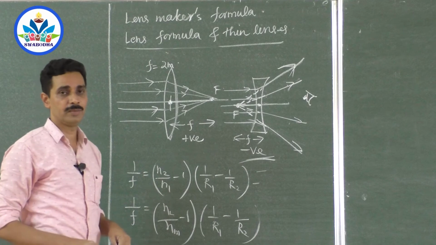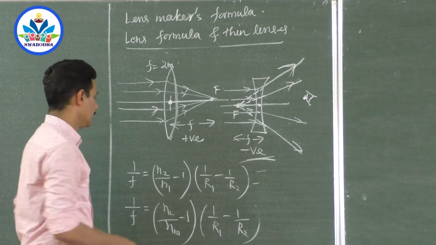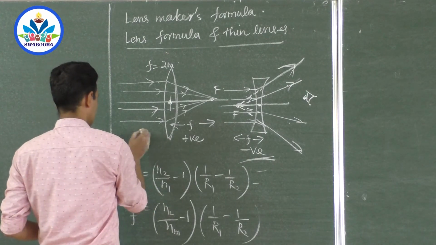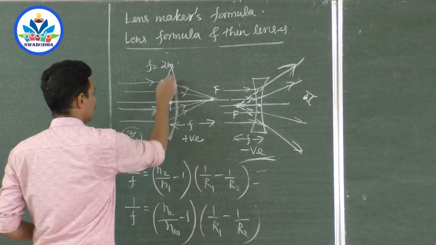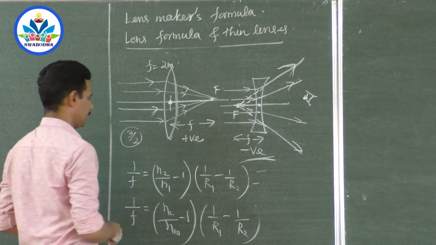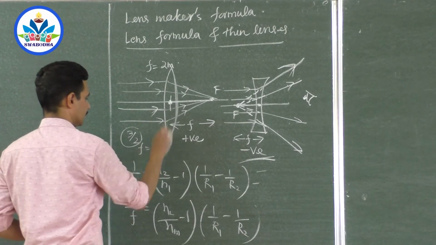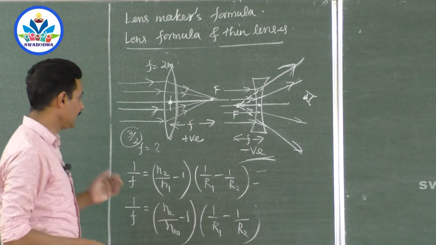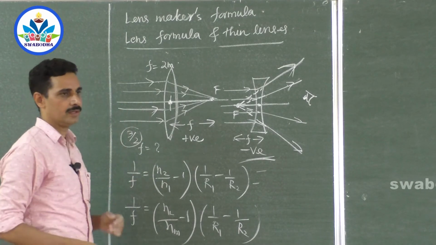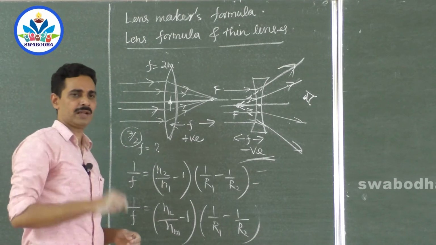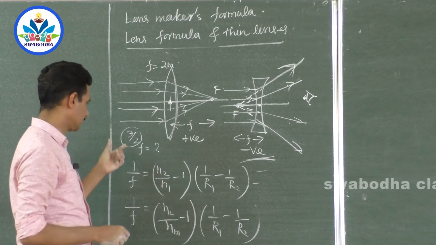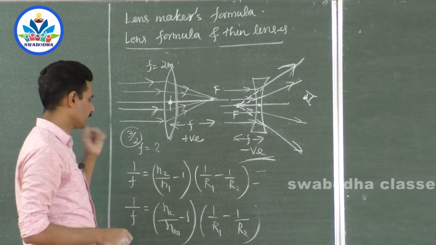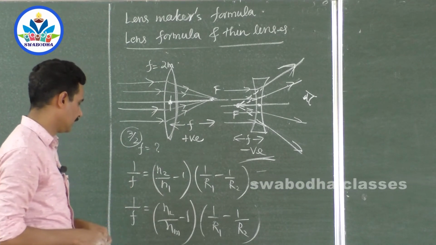Suppose it is immersed in a medium of refractive index, say water, 3 by 2. If it is immersed in a medium of refractive index 3 by 2, what is the new focal length? How do we analyze this formula now? A lens has a focal length of 2 meters. Now it is immersed in water. What happens to the focal length of the lens?